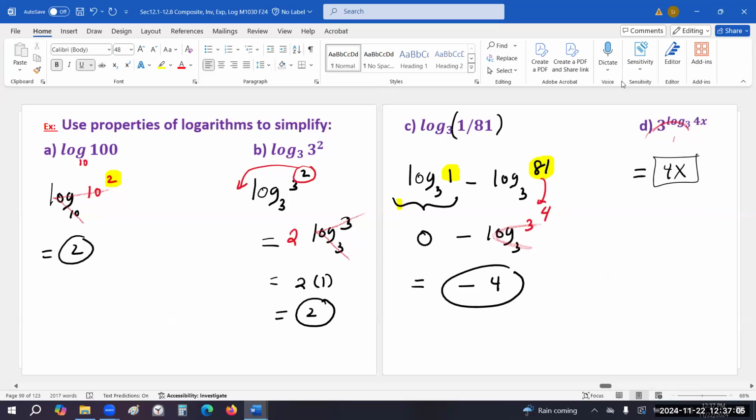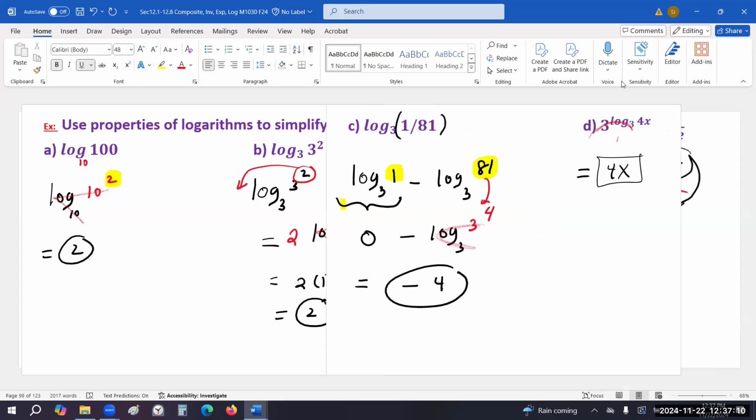And I also noticed in your homework. Did I notice? No, I didn't notice. I forgot to do that.